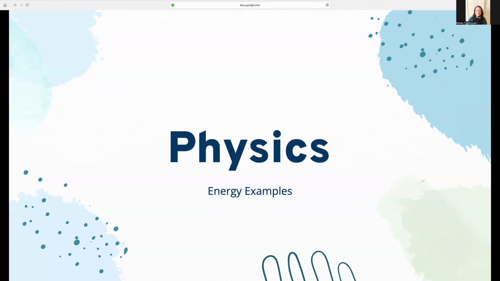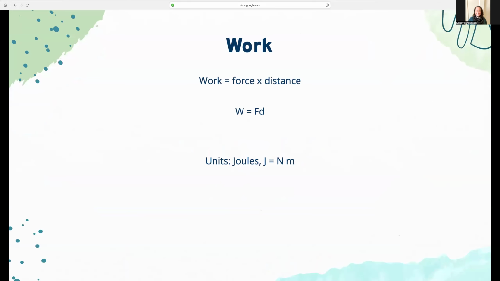Hi, now let's do some energy examples. First, I'm just going to go back over the stuff you hopefully learned in the previous lecture, just in case, so things are in the same place. But I'm going to be quick about this because it's mainly about the examples.